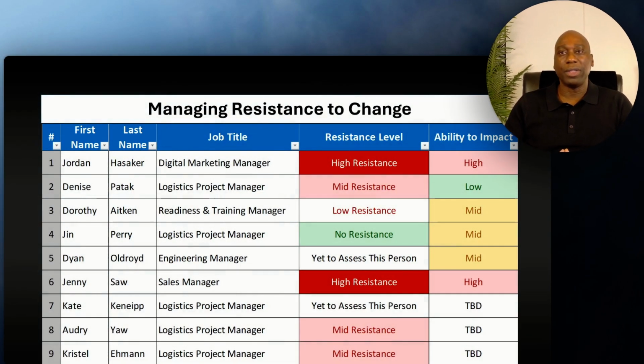Here is an important tip for you, and you want to take notes on this. When doing your resistance to change assessment and mapping, you will want to categorize and provide training and support for those stakeholders who have a high level of resistance and who also have a high level of being able to negatively impact or derail your project. And here's what I mean.